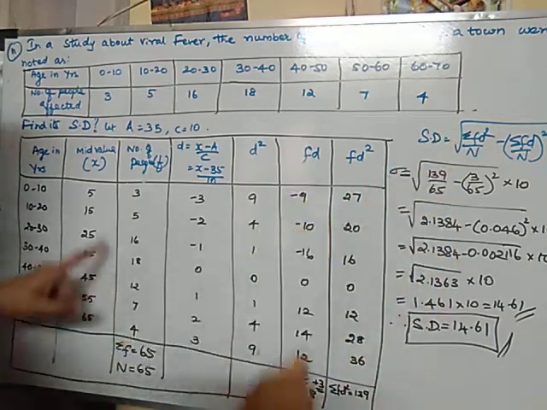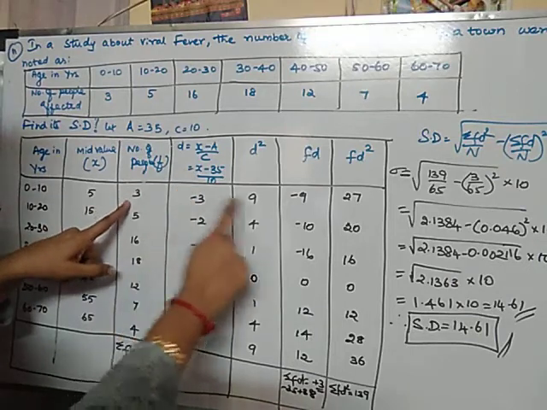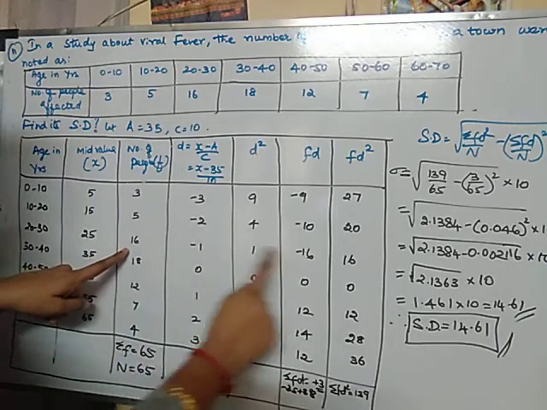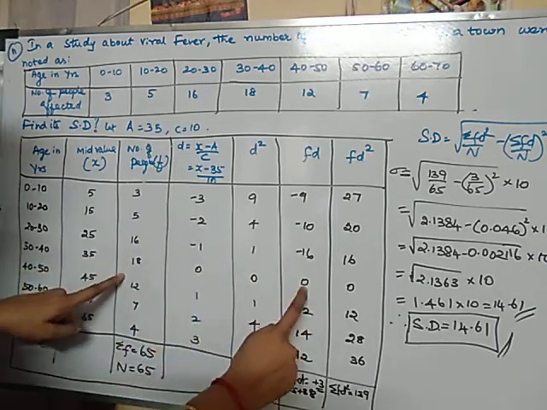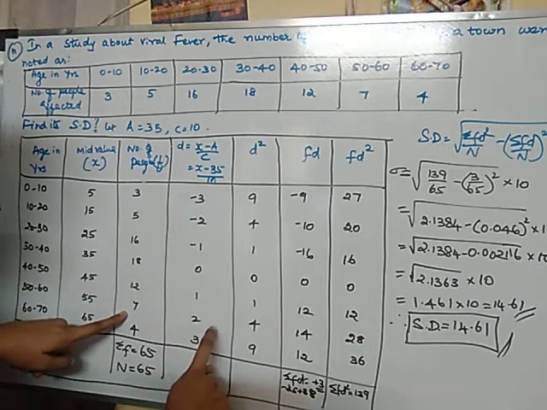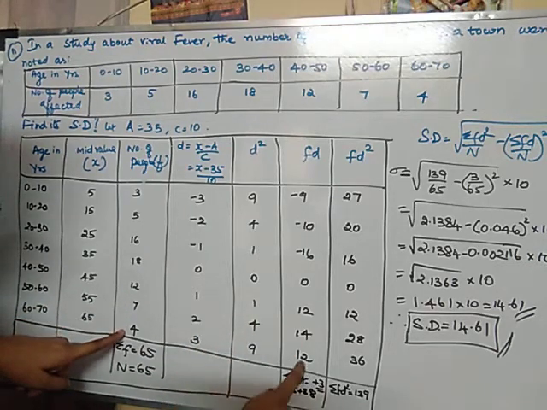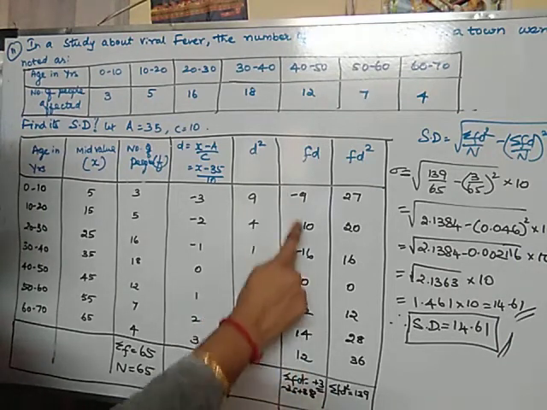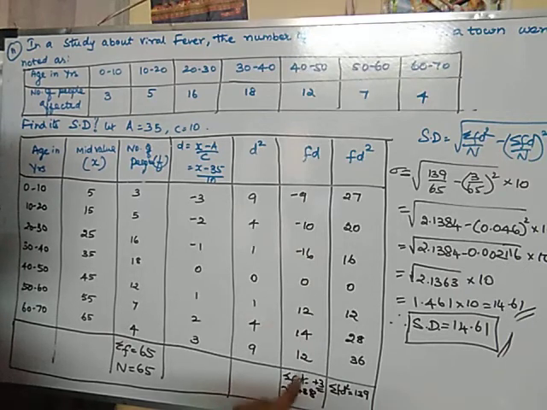Then fd column, right? Multiply f and this d column. 3 into minus 3, which is minus 9. 5 into minus 2, which is minus 10. 16 into minus 1, which is minus 16. 18 into 0, which is 0. 12 into 1 is 12. 7 into 2, which is 14. 4 into 3, which is 12. So adding up this fd column, add all the minus ones: minus 9, minus 10, minus 16, which gives minus 35. Plus numbers alone added, 12, 14, 12, which will give you 38. So 35 and 38 subtract, you will get 3. So sum of fd will be 3. Similarly, sum of fd square will be 139.